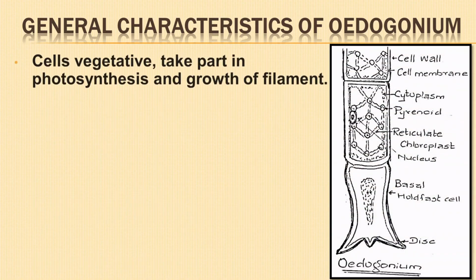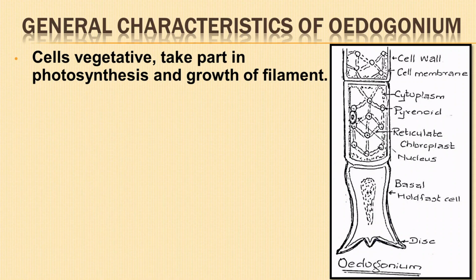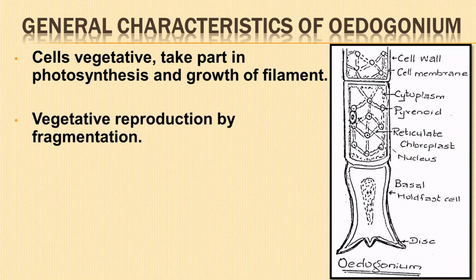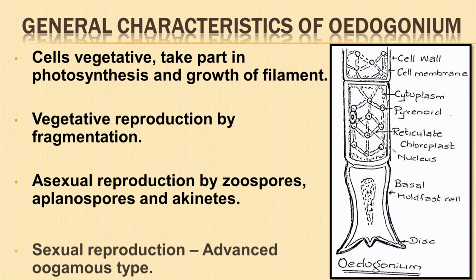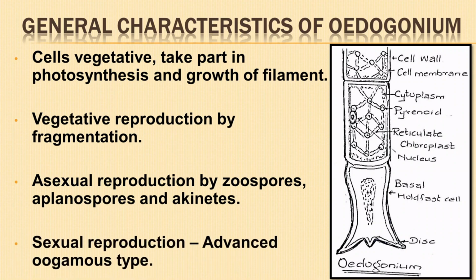Cells are vegetative and take part in photosynthesis and growth of the filament. Vegetative reproduction occurs by fragmentation. Asexual reproduction takes place by means of multiflagellate zoospores, Aplanospores, and Akinetes. Sexual reproduction in Oedogonium is advanced oogamous type.